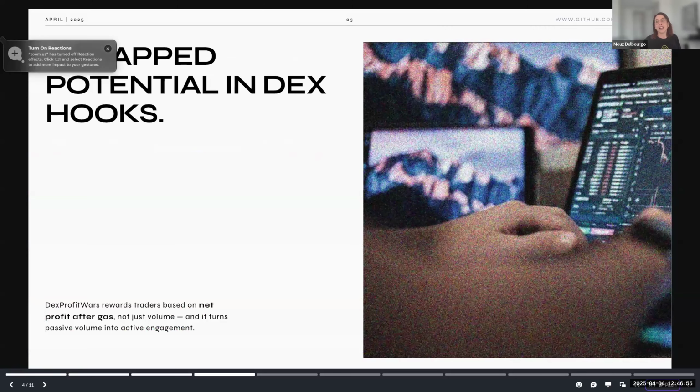So I'm inspired by the energy of meme coin launches and airdrop farming frenzies, and I wanted to channel that same engagement into something protocol native on Uniswap.